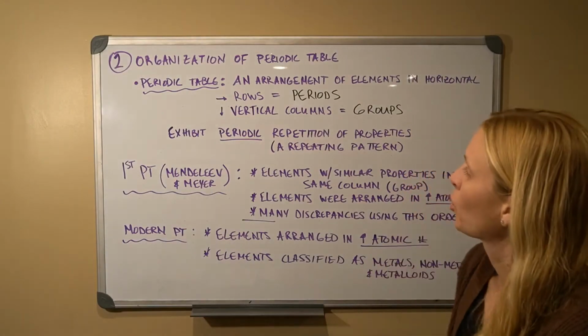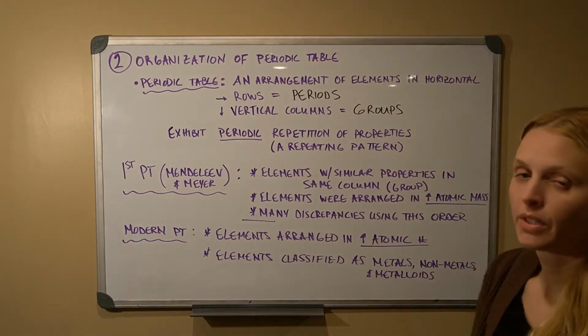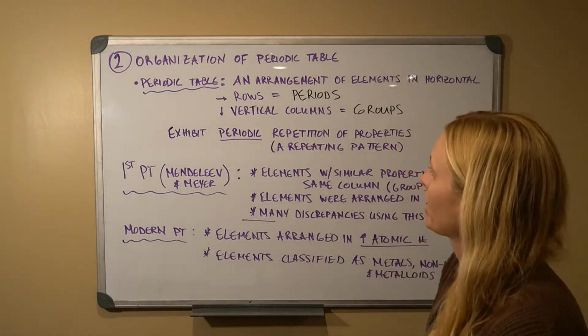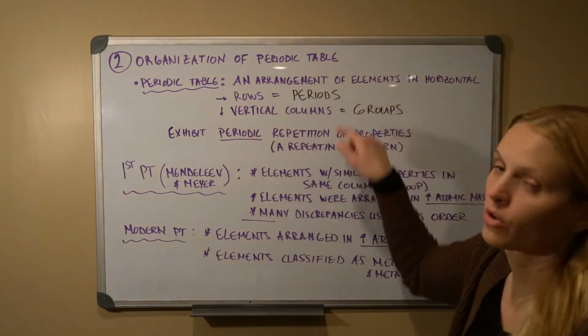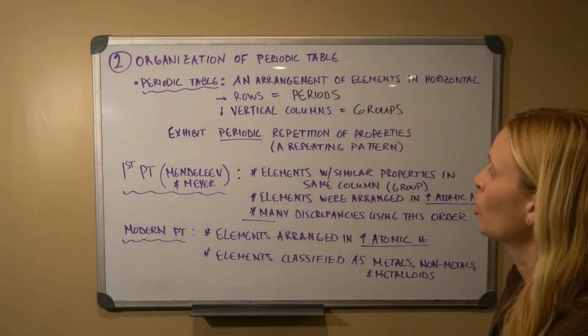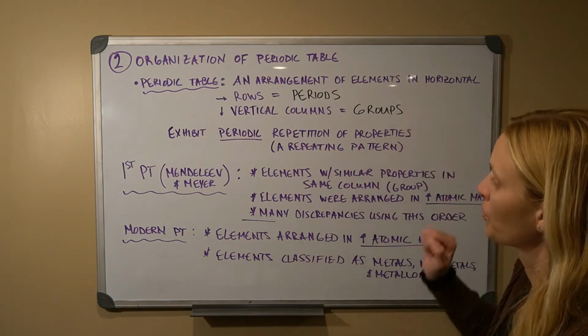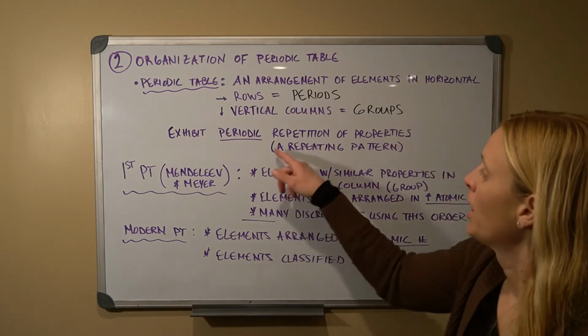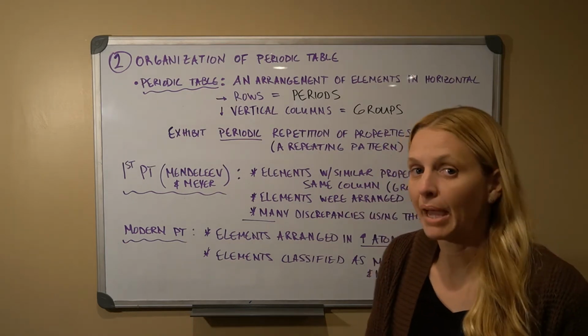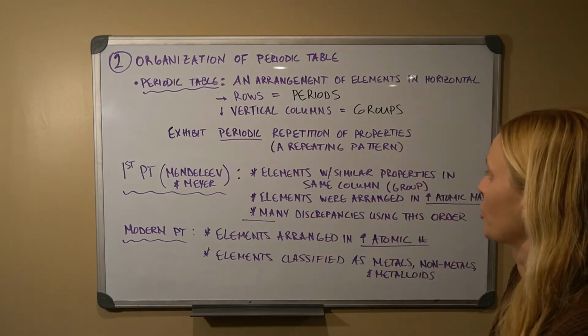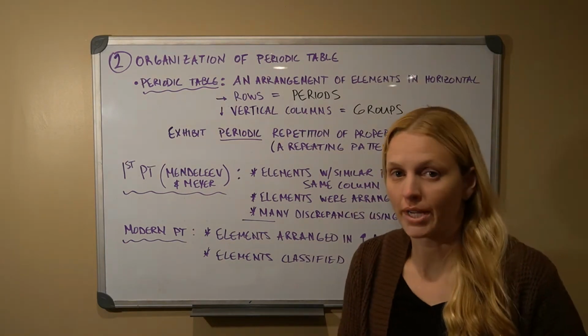Okay, so we're going to talk about the organization of the periodic table. The definition of a periodic table is an arrangement of elements in horizontal rows, also called periods, and vertical columns, also called groups. The periodic table exhibits a repetition of properties. It means that there's a repeating pattern that is observed in a variety of different trends.